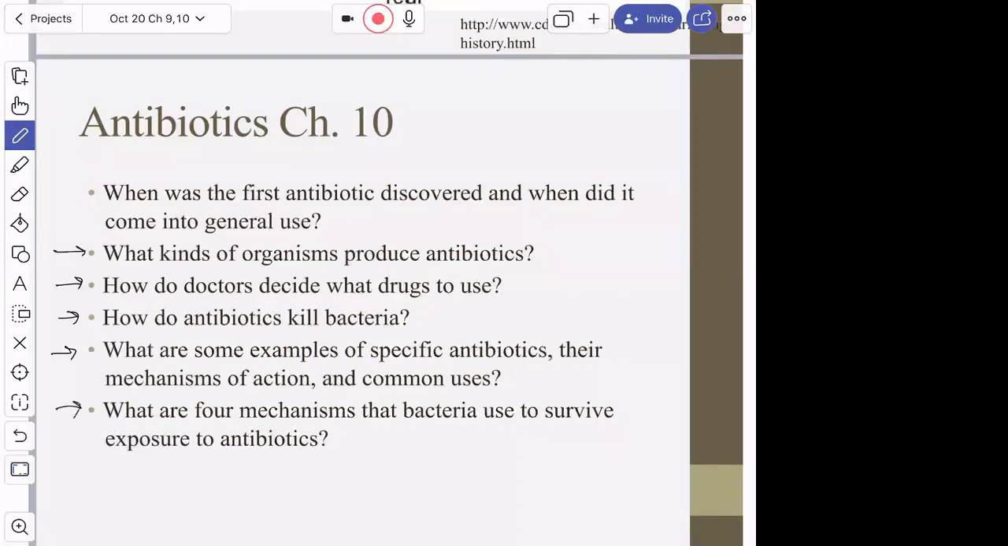And then we're going to mention antibiotic resistance. A really hot button topic, a little bit more about how that actually works. How do bacteria acquire the ability to survive in the presence of antibiotics?